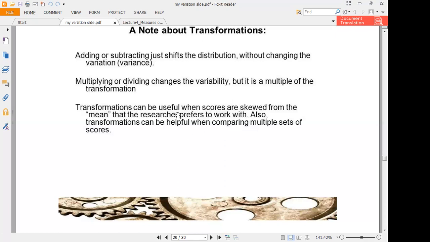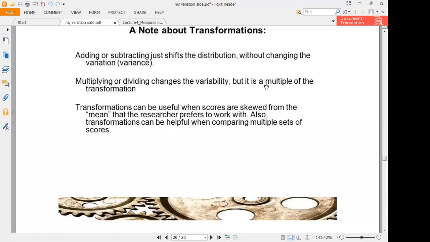For standard deviation, if you are adding, then the standard deviation will still remain the same. If you are adding, the variance remains the same. If you are subtracting, the variance still remains the same. If you are subtracting, the standard deviation still remains the same.